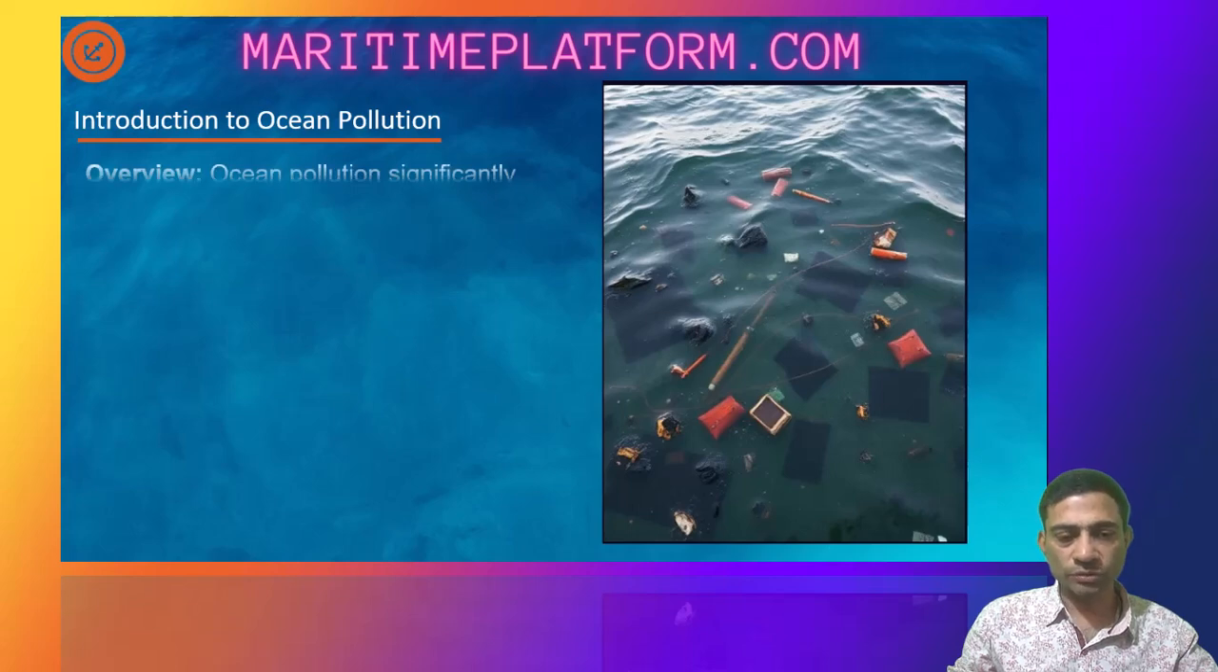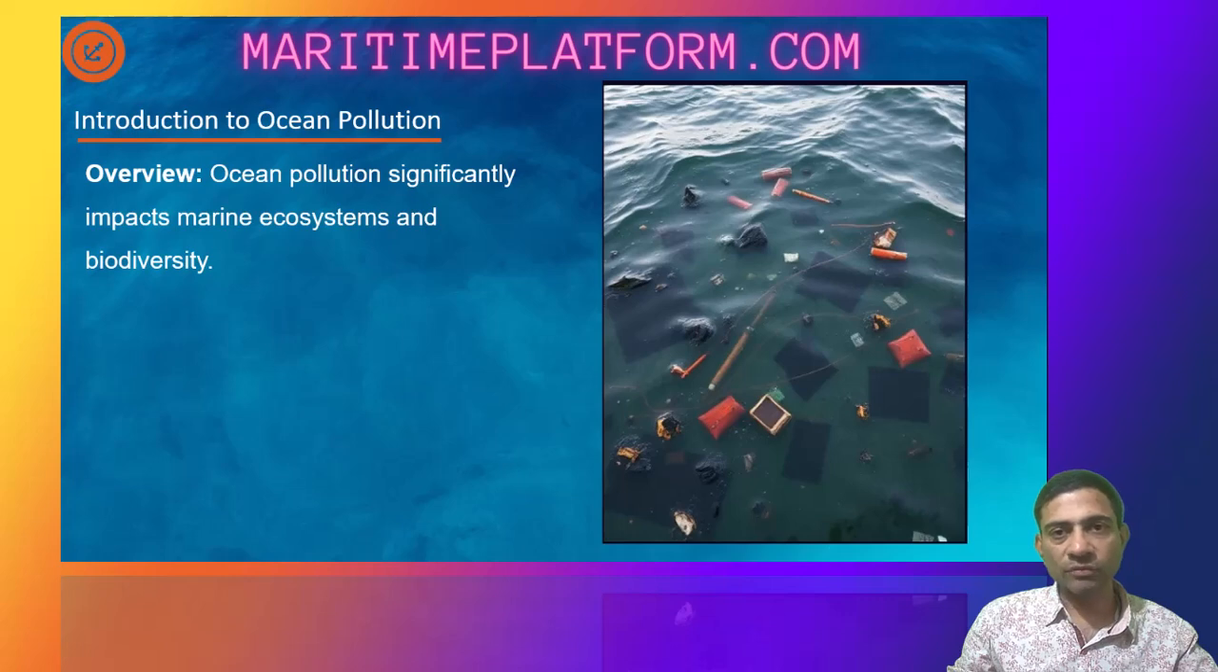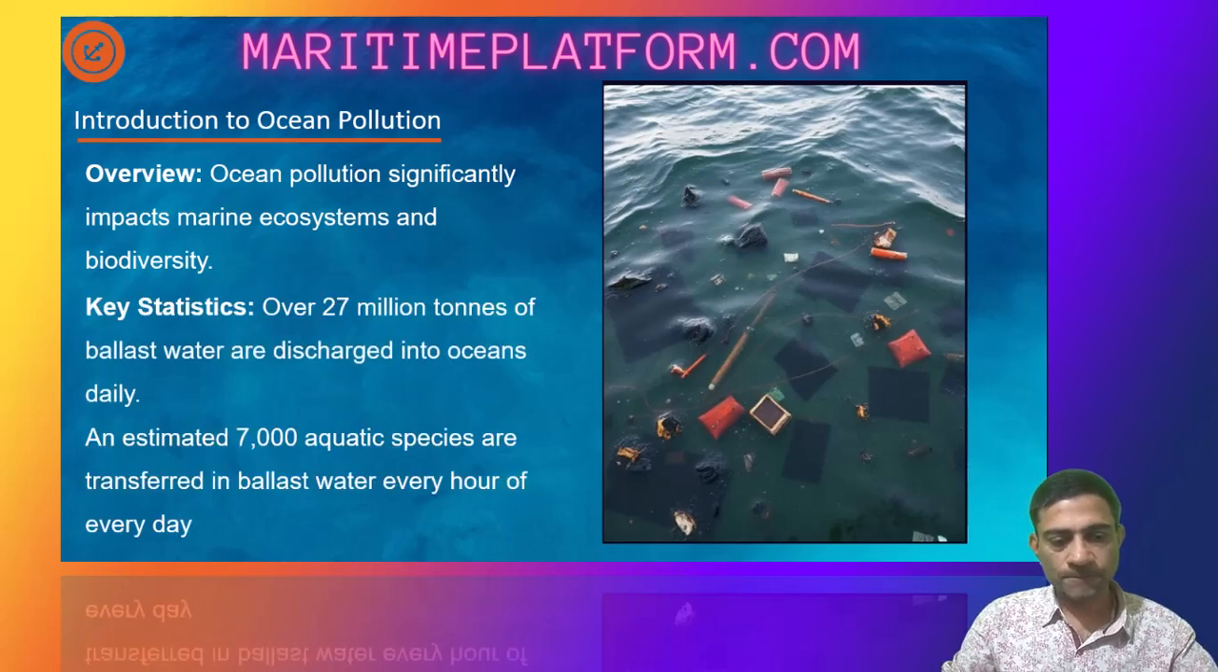What is ocean pollution? Ocean pollution significantly affects marine ecosystem and biodiversity. Here what we are talking about is basically the living organisms which are present in the sea or the oceans, which are affected by the pollutants which are discharged from the ships. Over 27 million tons of ballast water are discharged into oceans daily.